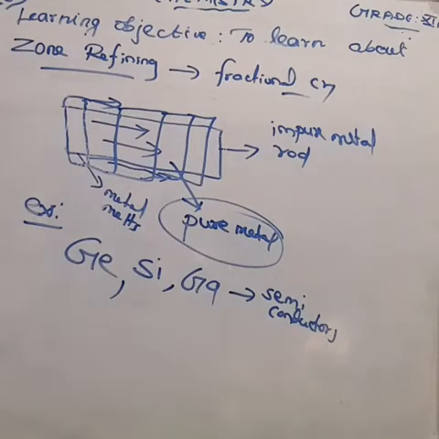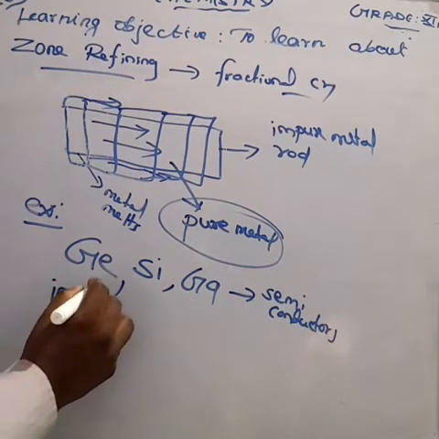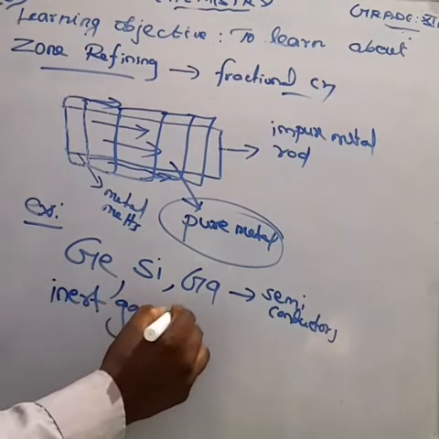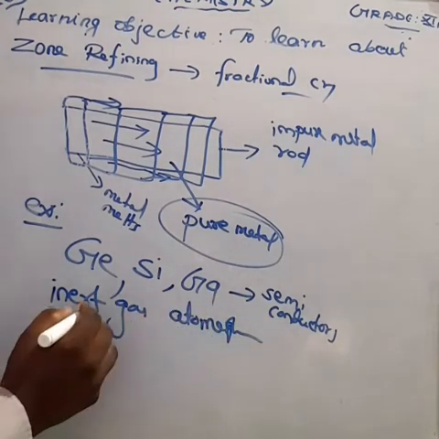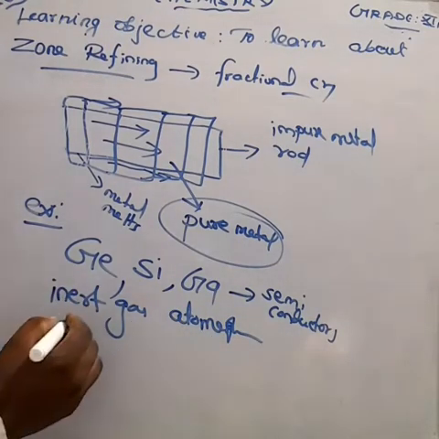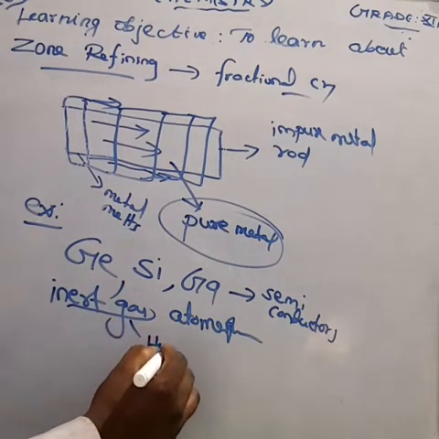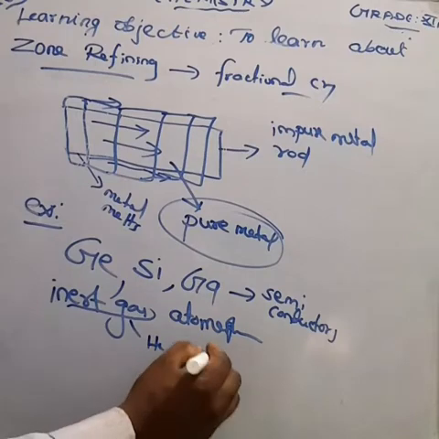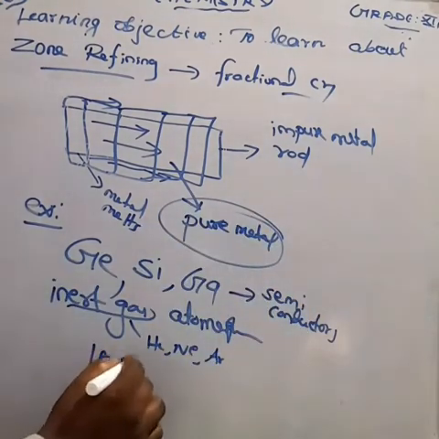One more important point: this process is carried out in an inert gas atmosphere. What is the reason? To prevent the oxidation of the metal. What is the meaning of inert gas atmosphere? Inert gases, all of you know, are helium, neon, argon, krypton, xenon, radon, am I right? The 18th group elements are called inert gases, yes or no?